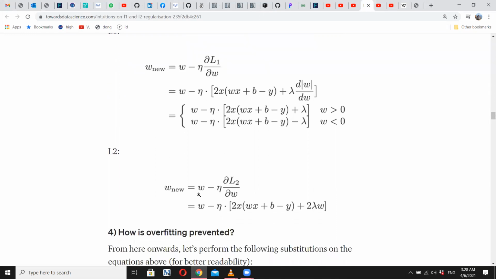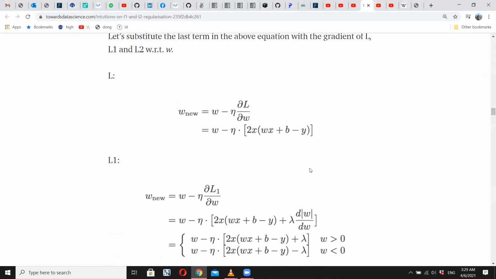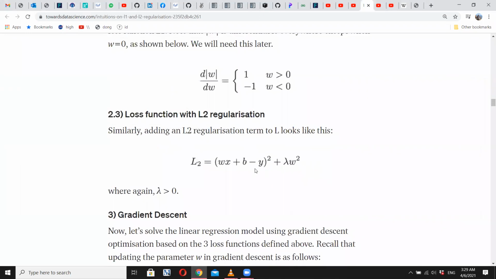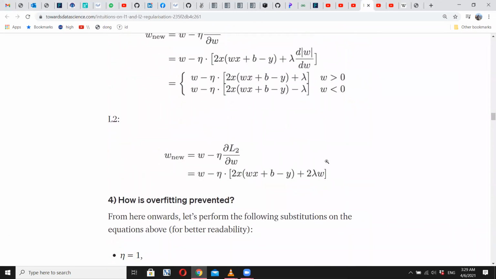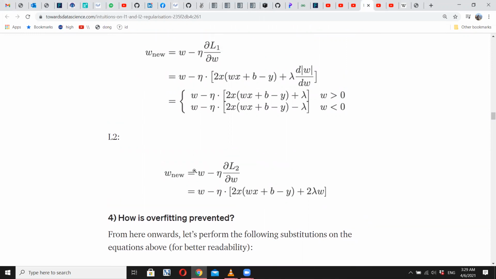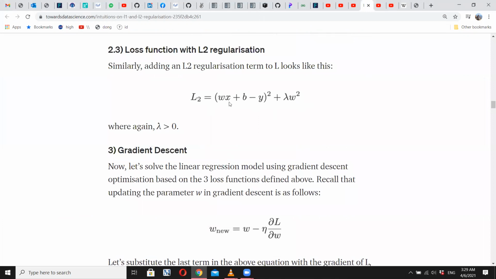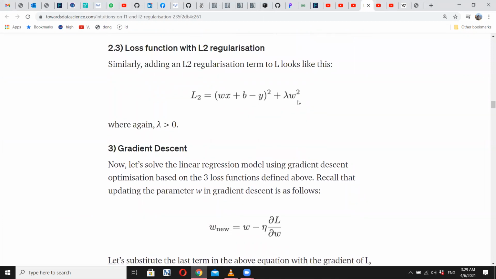And likewise, in terms of L2 regression, once again, we have this term. If you calculate the loss of this with respect to W, 2 comes over here. So we have 2 lambda W multiplied by the derivative of W, and the derivative of W is 1. So we have 2 lambda W over here. So this is the derivative of this loss function with respect to my slope.